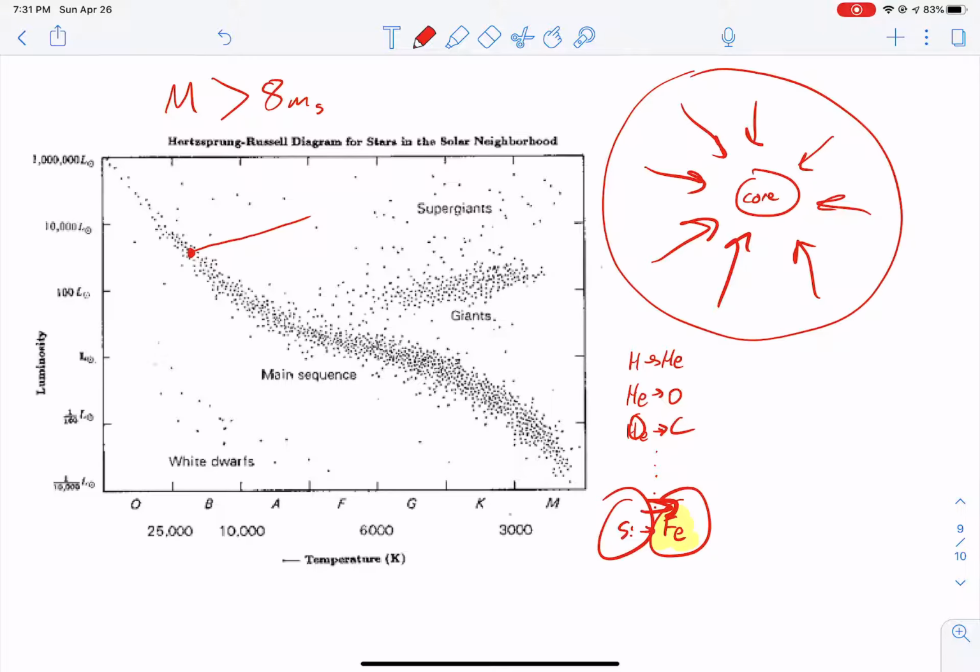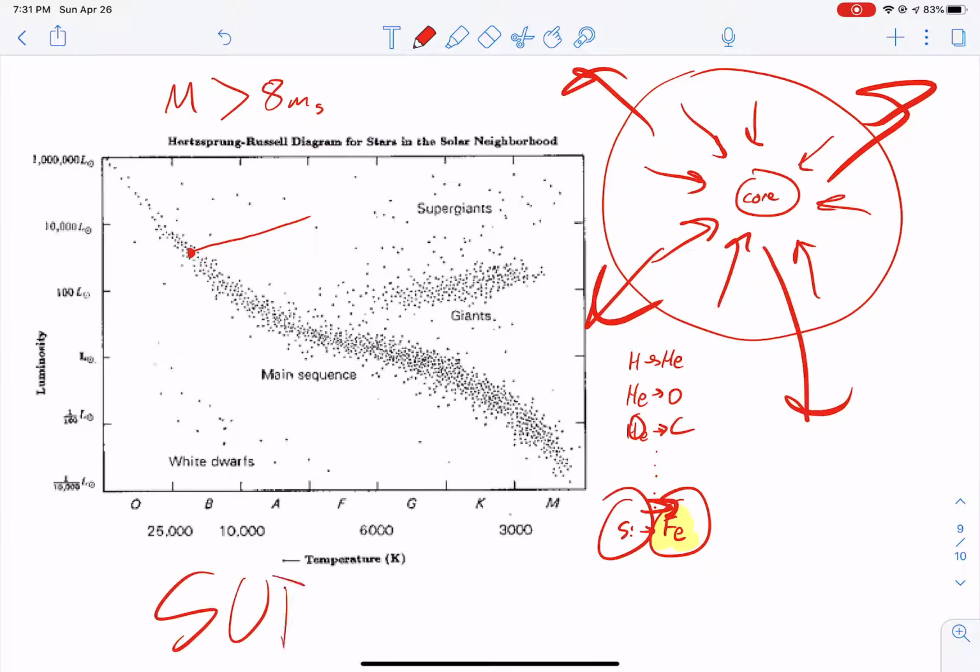Now the core, when it starts collapsing in on itself, some weird stuff starts to happen. Neutrinos start getting shot out. Again, watch the video; they go into a lot more detail. But basically, the core explodes, and all the outer layers explode away. This is what's called a supernova. This is a very dramatic event in space. These are things you can see from Earth happening.